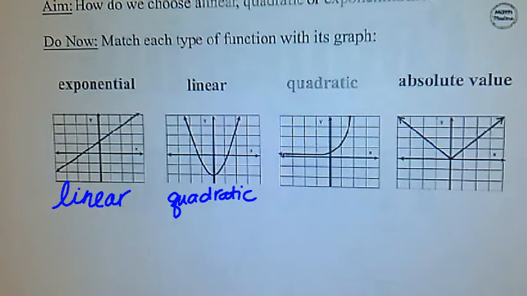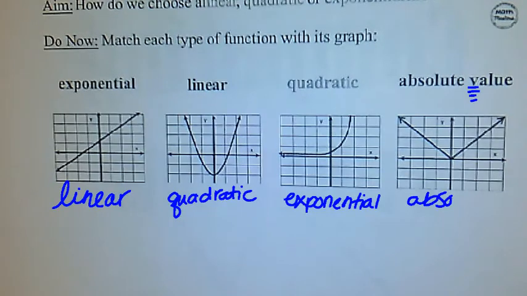This one gets very close to 0 and then shoots right up. That's called exponential. And then lastly, we know this lovely graph that makes a little V for absolute value.